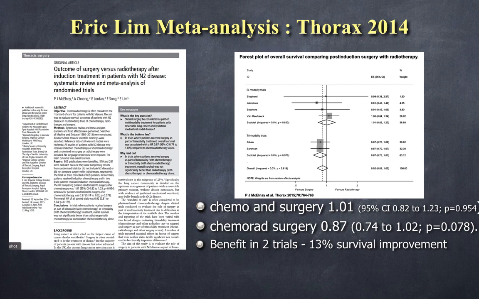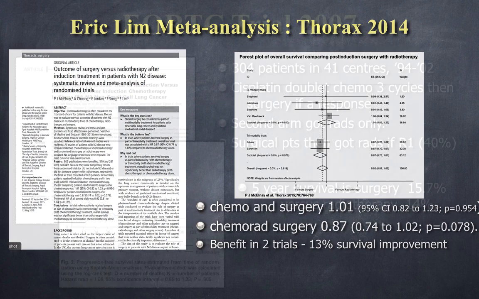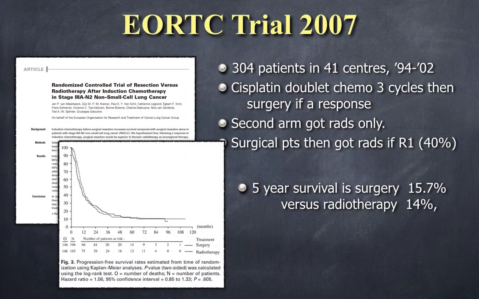Eric Lim came out with a meta-analysis that a lot of people know about, and he came out quite strongly for chemoradiotherapy and surgery being better than chemotherapy and surgery, even though obviously the p-value just didn't quite hit significance. If I just show you here the forest plot, the top 4 studies that he put together were the chemoradiotherapy and the chemotherapy and surgery, and those bottom 2 are the chemoradiotherapy and surgery. So his strong recommendation was actually based on only 2 studies. And we'll look at those.